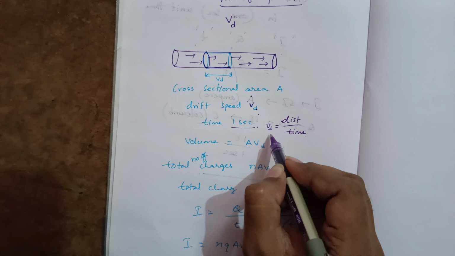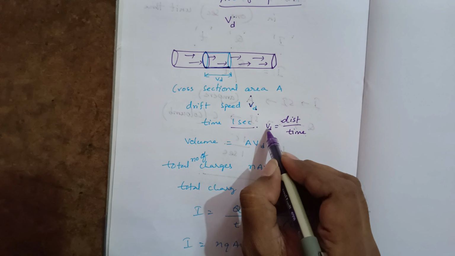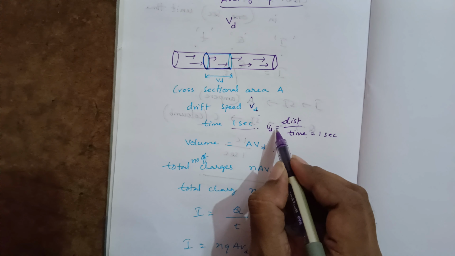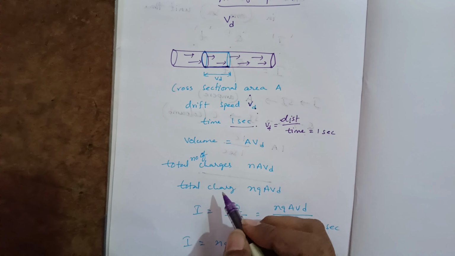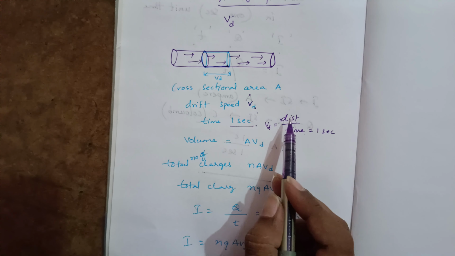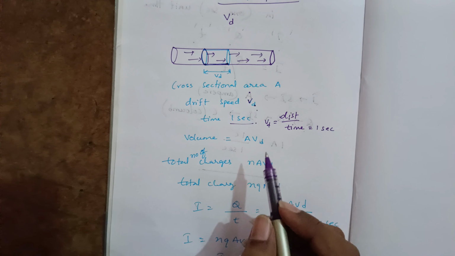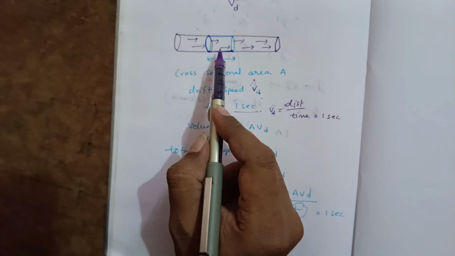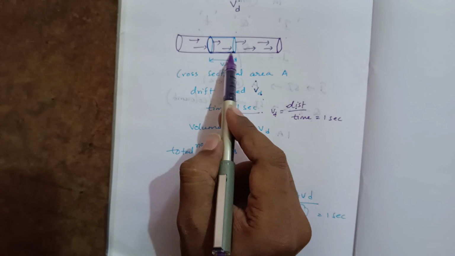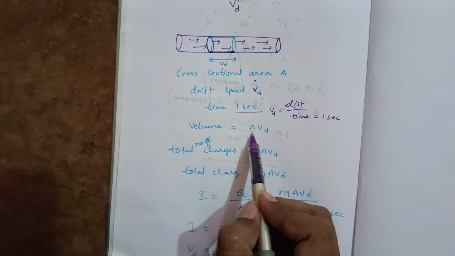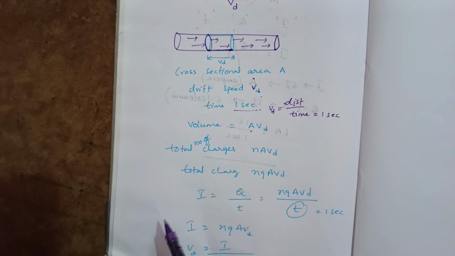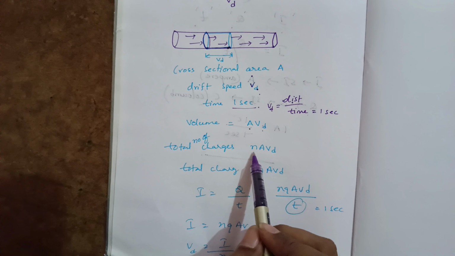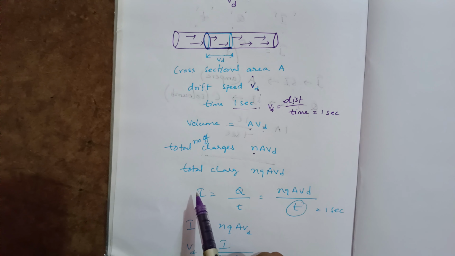Vd, drift speed, equals distance by time. As time is 1 second, the distance is Vd. Then we can consider the volume: area into this distance, that is area into Vd. Now the total number of charges in this volume is NAVd.